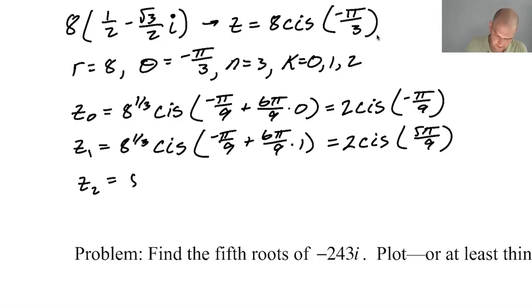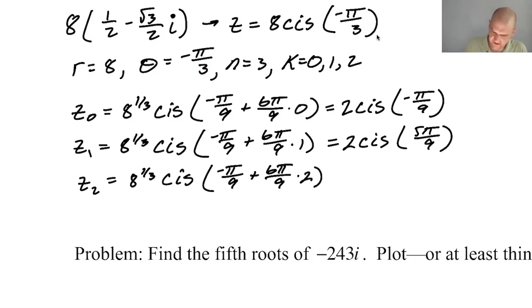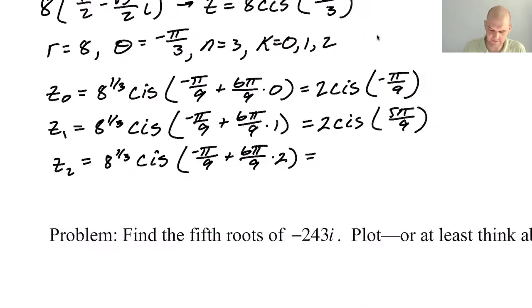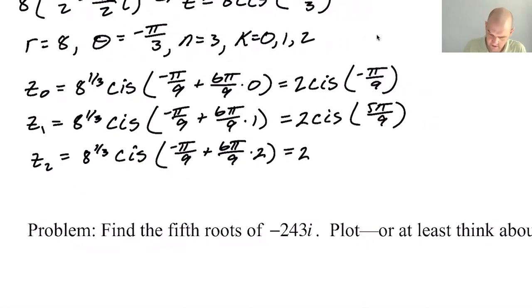z2 is 8 to the 1/3 cis negative. If I was a little lazier, I'd be copying and pasting these. Sometimes though, I'm not so good at copying and pasting that it's really the lazy way out. I have to think about how to do it. It's less mental effort to just write it. 2 cis, so I'm adding 6 to the numerator, 11 pi over 9.